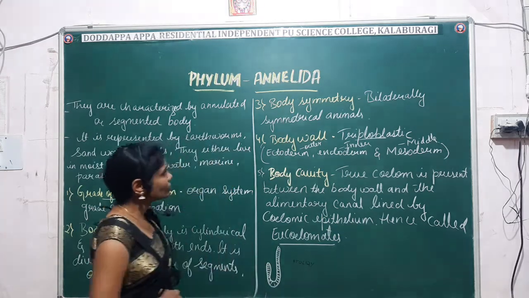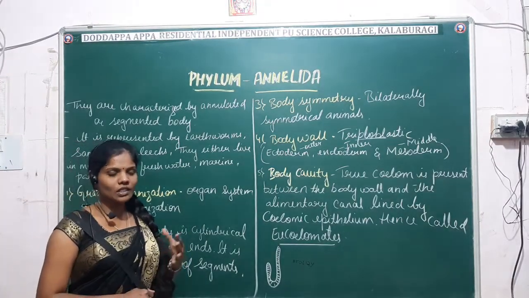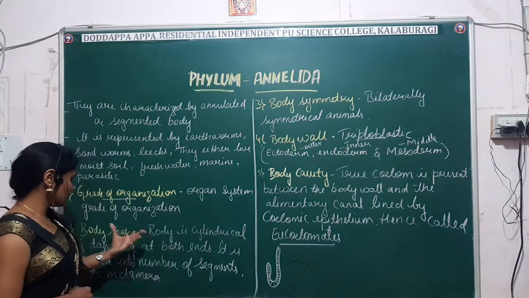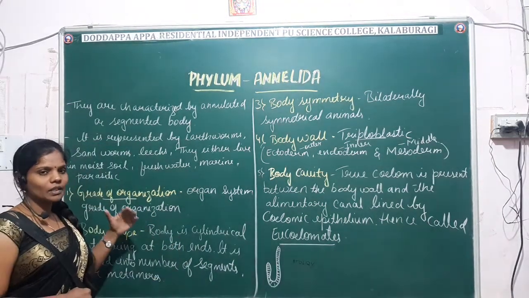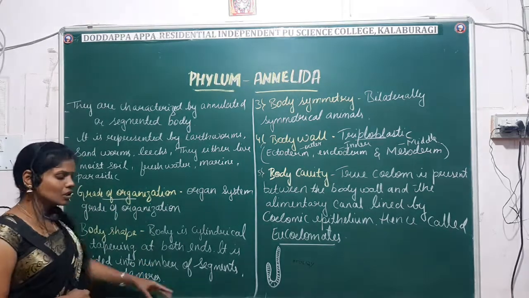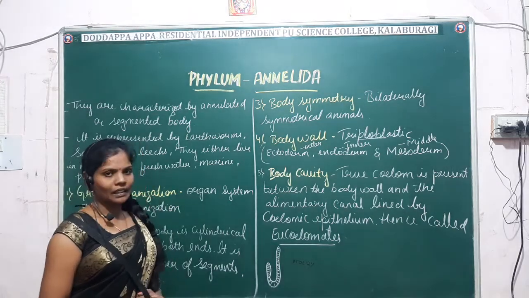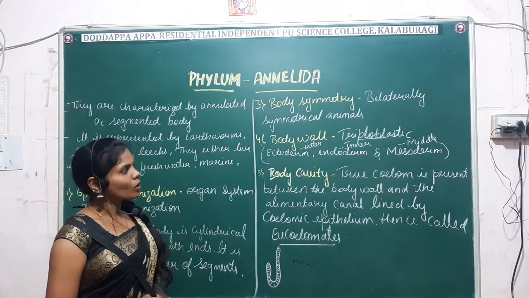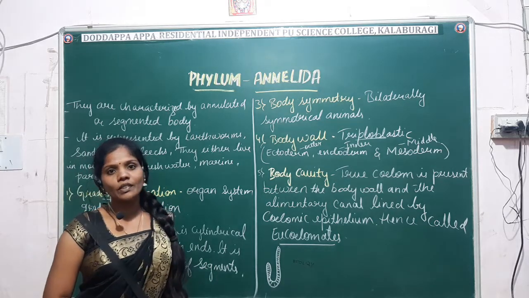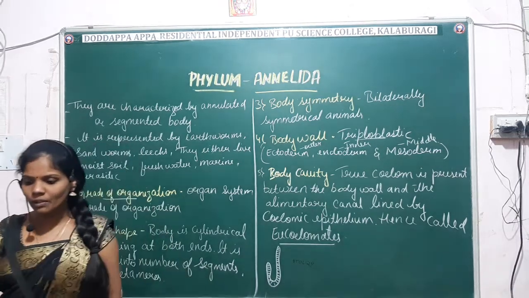Okay. So what are the characteristic features of Annelida? They exhibit organ system grade of body organization. The body is cylindrical in shape and made up of many segments, which we commonly call metamers. Then symmetry, it exhibits bilateral symmetry. Then body wall, they are triploblastic animals and they are eucoelomates. Okay, so next we'll move to the physiological part.